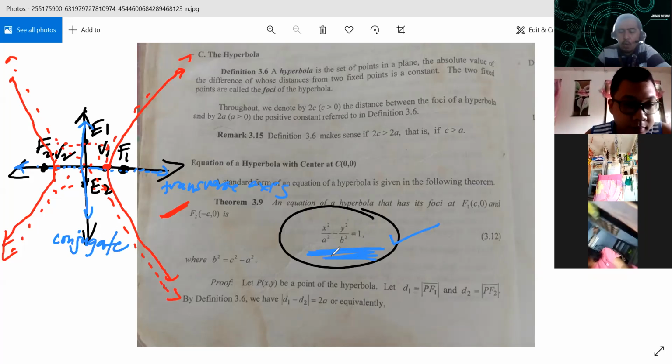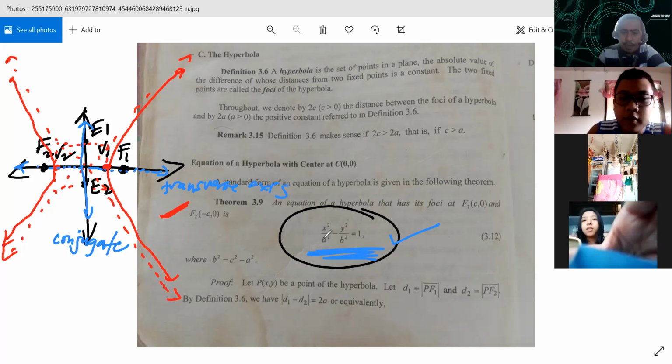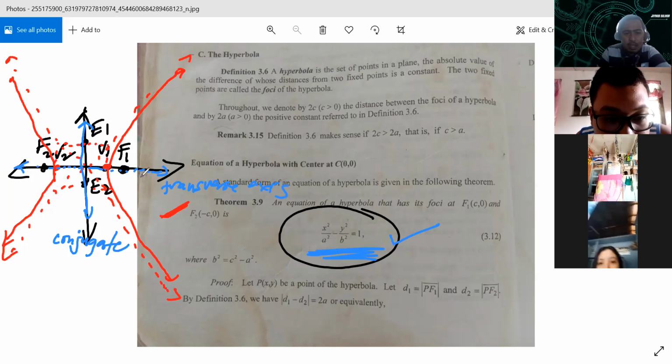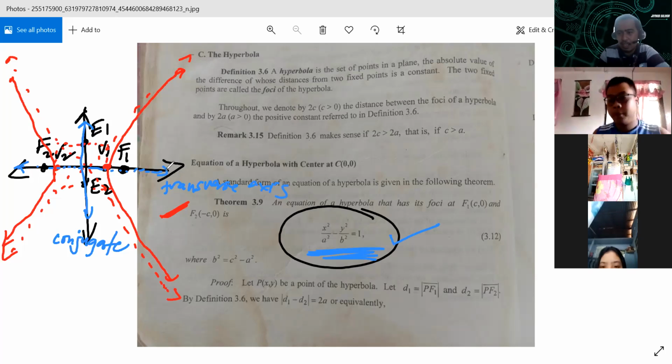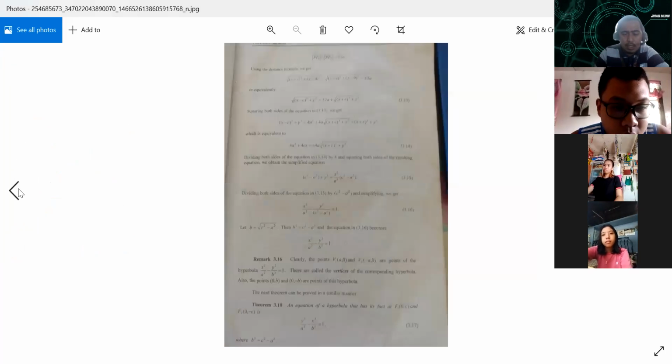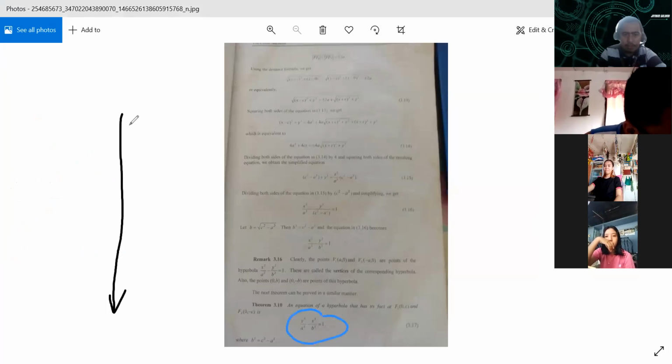Always bear in mind, class, whichever term is positive, if you have x in the denominator, it means your transverse axis is along the x-axis. Clear? But if it will look like this, okay, your equation will be this one. So the graph will look like this one.